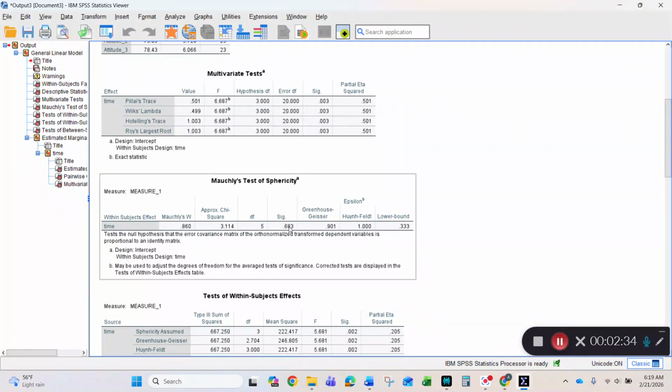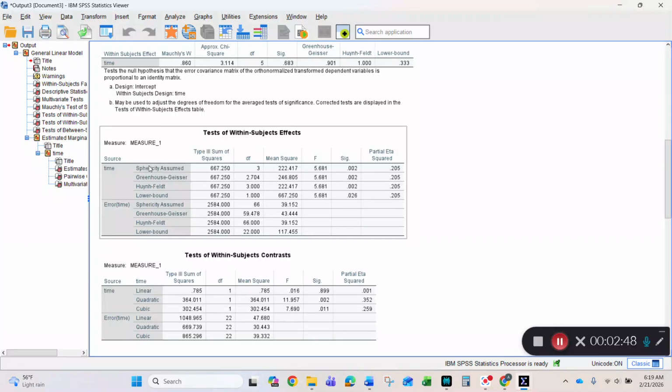All right, so the significance or p-value is 0.683. As this is greater than 0.05, the assumption of sphericity is met, and I can move forward with the sphericity assumed row. So now I'm coming down to that test. Right here, the sphericity assumed row. I can see that I have a significance value or p-value of 0.002, which is less than 0.05, meaning I do have significant difference in attitudes between 1 or more time points. I can also see that I have 3 degrees of freedom for time and 66 degrees of freedom for my error. I can also see that F equals 5.681.